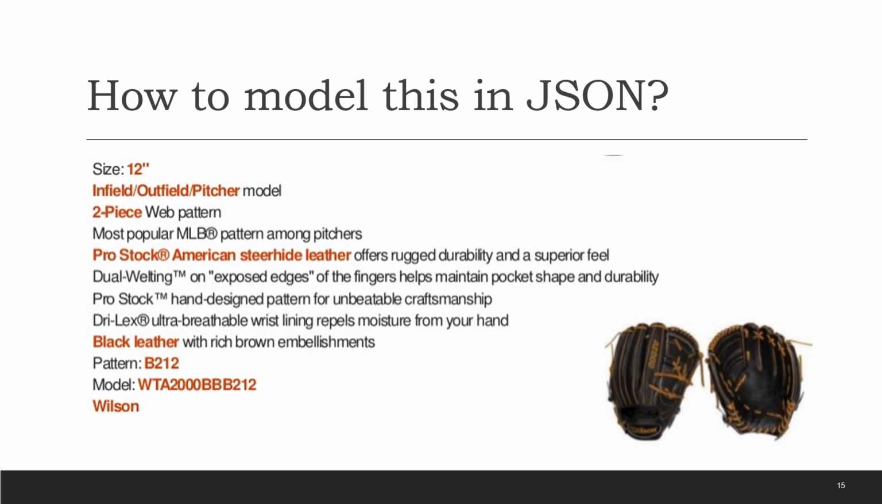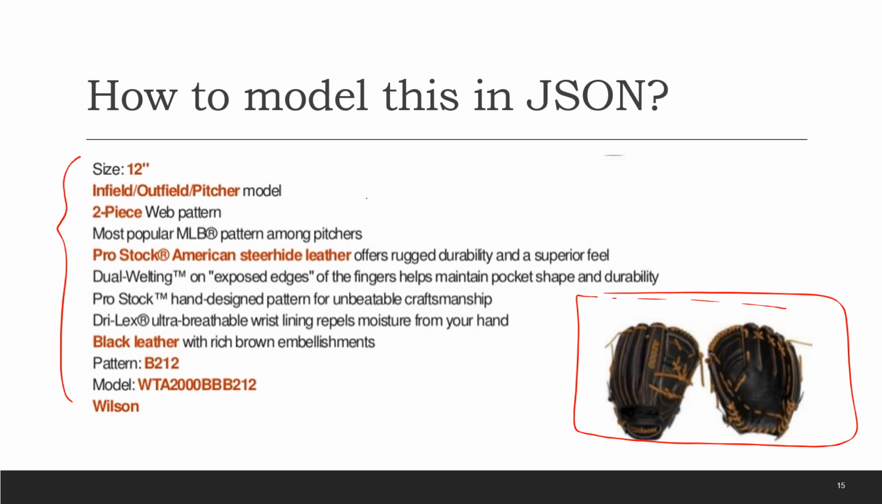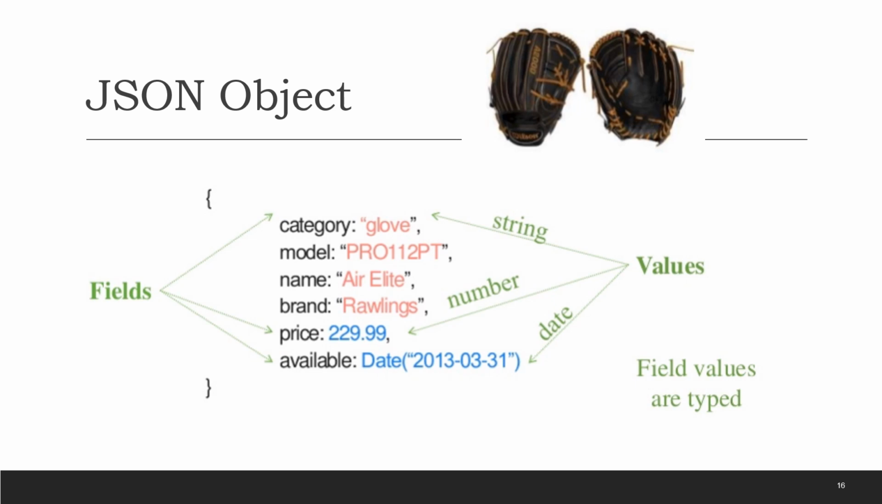Okay, here is the next. How can we model this new product? Suppose that we have a new product in our store. So how can we model it in JSON? Look at it. It is a kind of baseball glove. These are some of the product descriptions that we may want to store. So here would be the resulting JSON object that we could design.